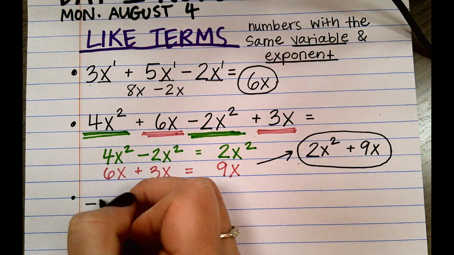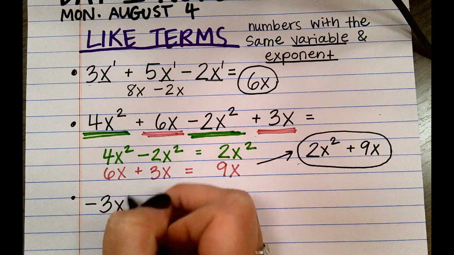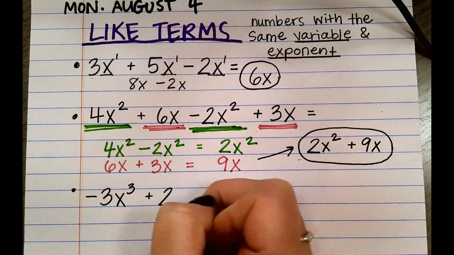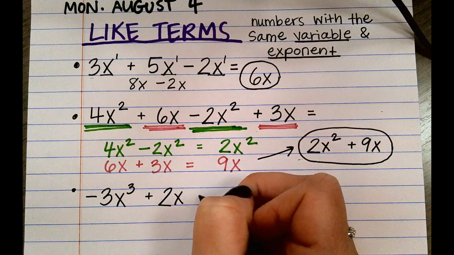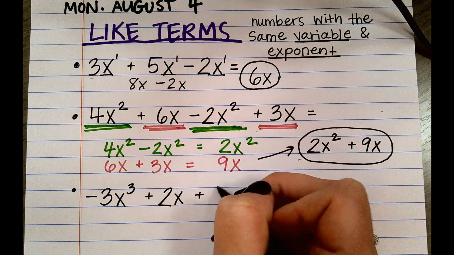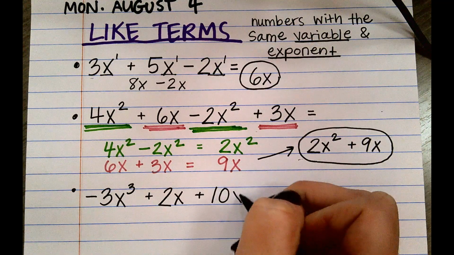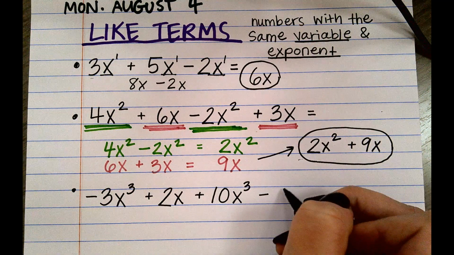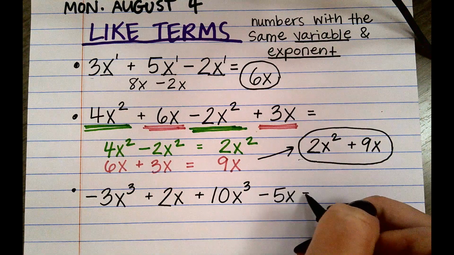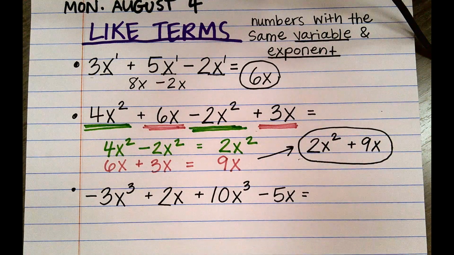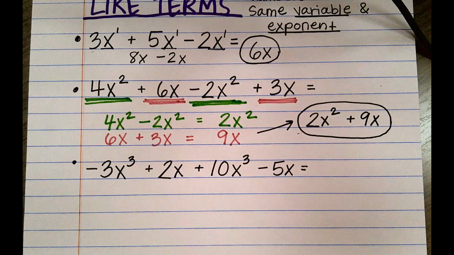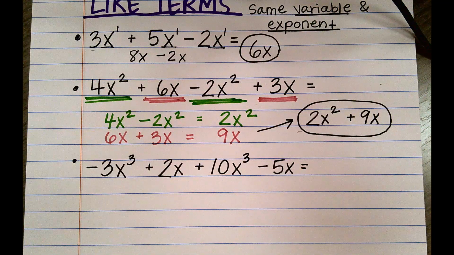What if I have negative 3x to the third power plus 2x plus 10x to the third power minus 5x? This one's tricky. I'm going to give you guys a minute to see if you can get a start and figure out what we're going to do here.